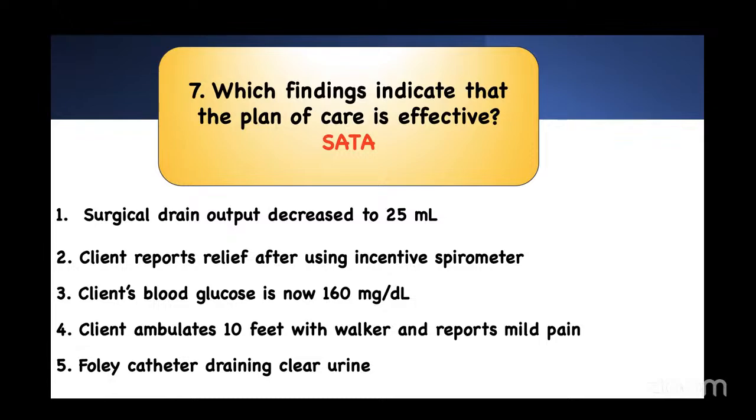As you can see, the surgical drainage is decreasing. We are doing good. The client is using incentive spirometer and no pain. He's doing good. His glucose is going up. I don't like it. It may be infection. 3 is bad. He can walk 10 feet. That's good. Minimal pain. That's good. And the Foley is just draining. So he's well hydrated. He's walking. His pain is much better. I think he's ready to go home. So 1, 2, 4, and 5 are okay. This is a select of the plan.